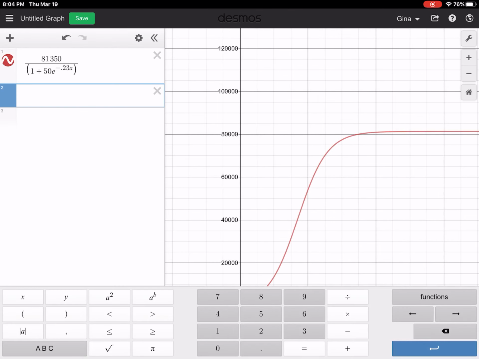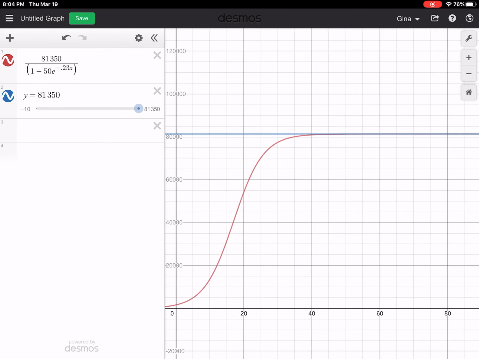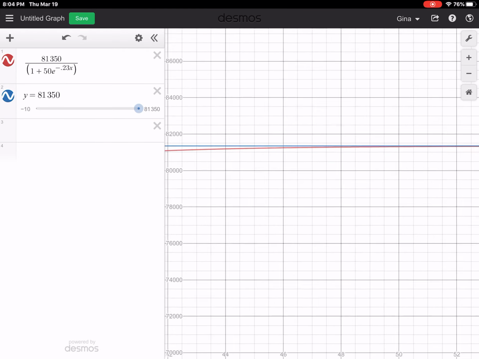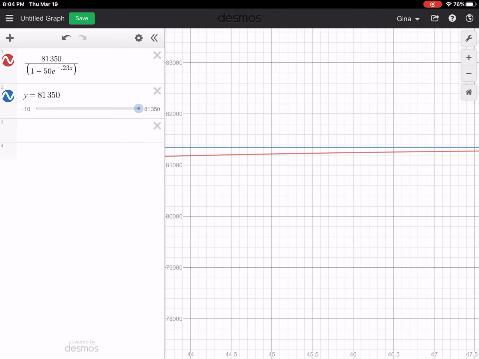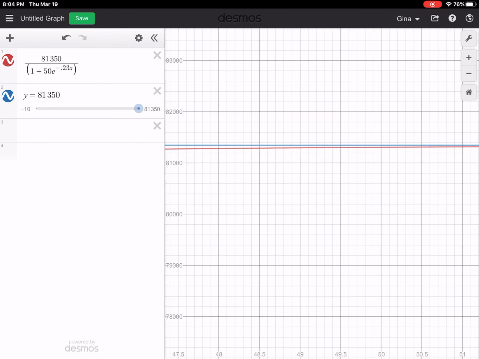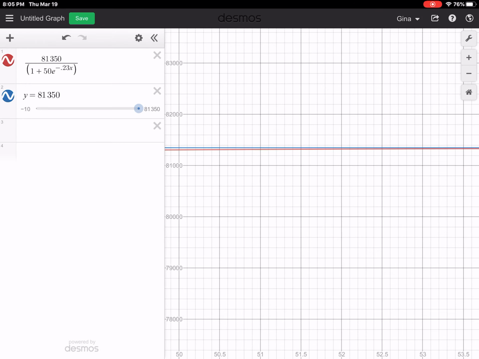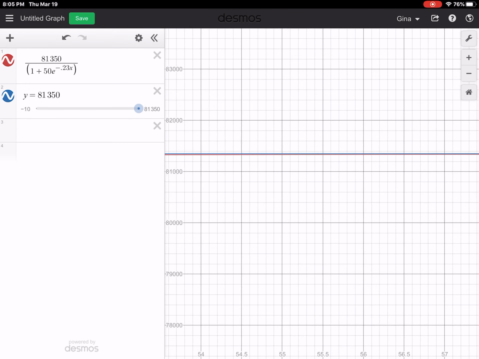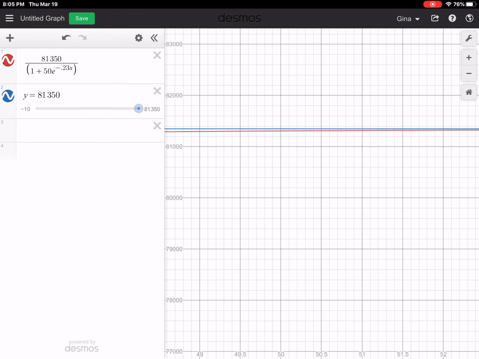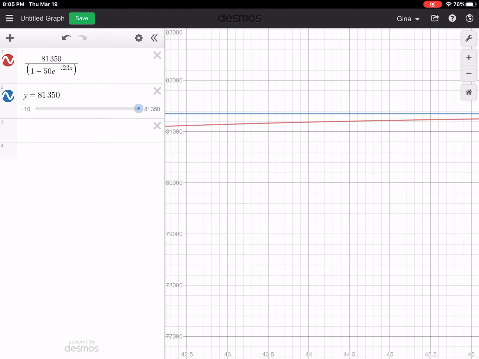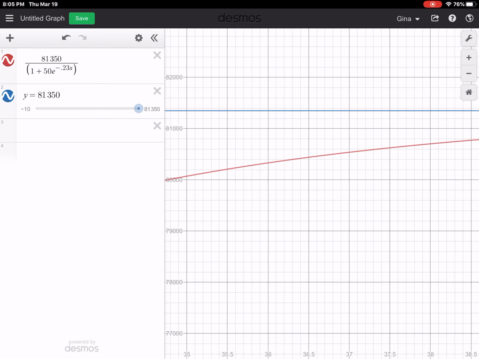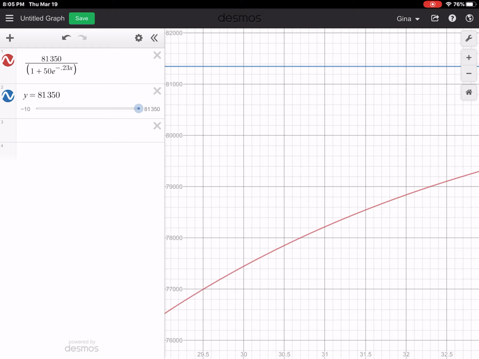In fact, check this out. If you were to graph the equation y equals 81,350, you're going to see that that is the horizontal line that your function in red gets closer and closer to, and it's never going to reach that level or even go higher. It stays below the horizontal line 81,350, and therefore that is the maximum number of cases we can expect in the country.